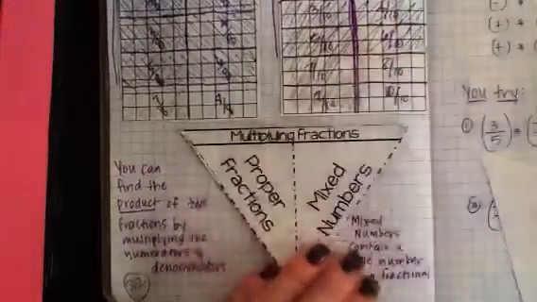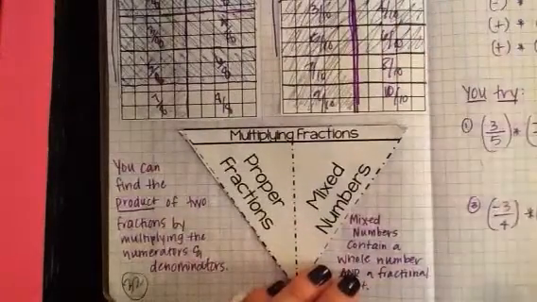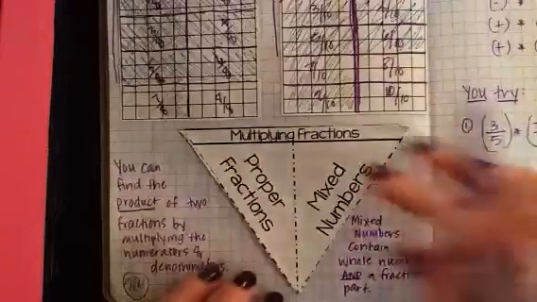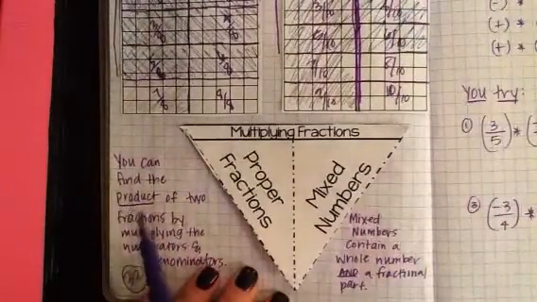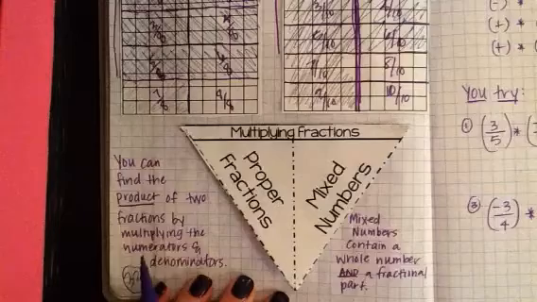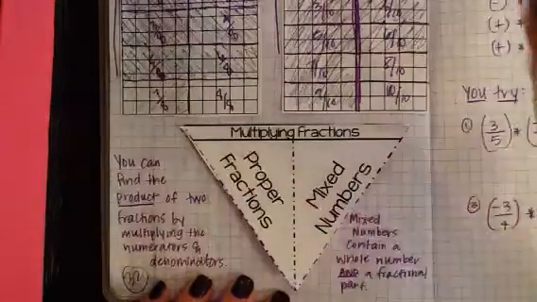Once you have that piece done, you want to write these things down. This says you can find the product of two fractions by multiplying the numerators and denominators. We just talked about that up here.